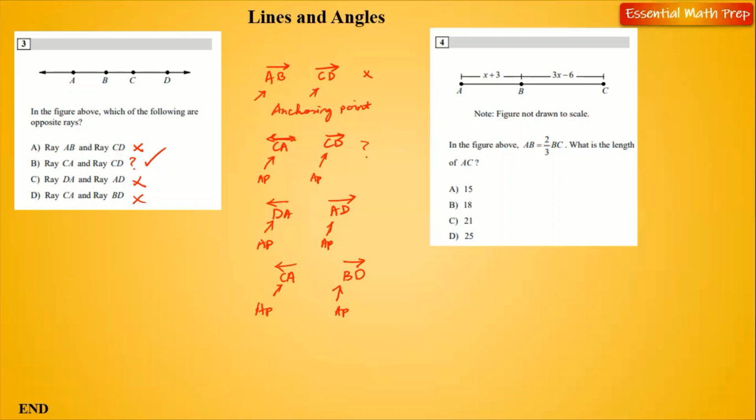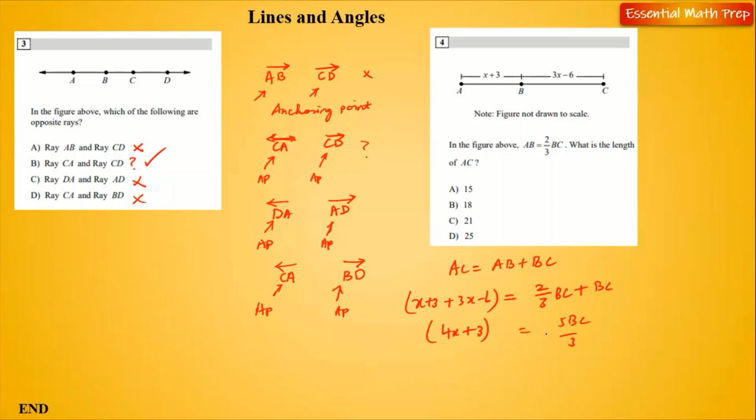In the figure, AB equals 2/3 of BC. What's the length of AC? First, we have to figure out what AC is. AC is AB plus BC, right? So AC is x plus 3 plus 3x minus 6, and that's equal to AB plus BC. First we have to convert this all into BC, or into AB, doesn't matter. So AB is 2/3 of BC, plus BC, which is essentially 5BC over 3. That's equal to 4x plus 3, right?